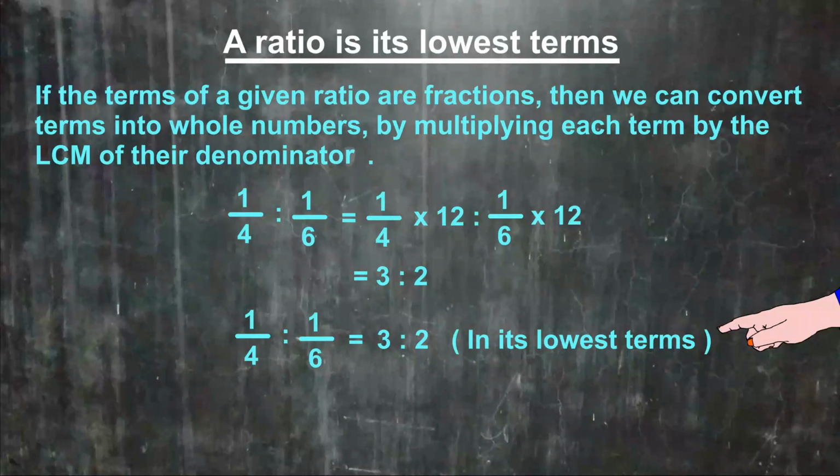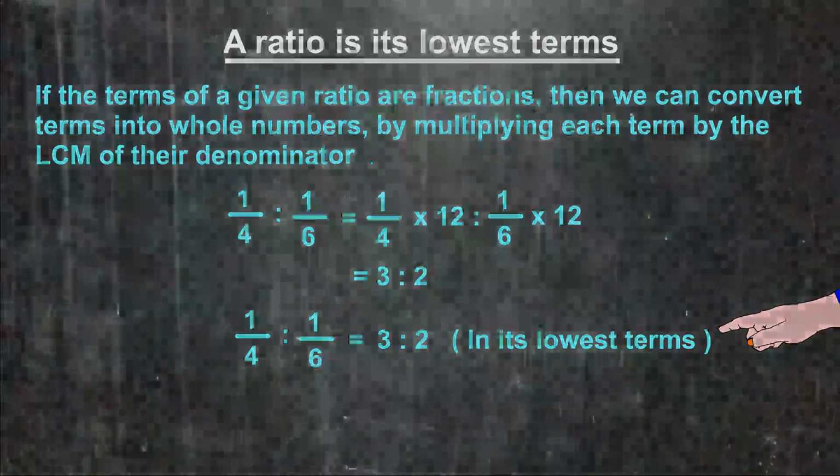So the LCM of 4 and 6 is 12. 1 by 4 into 12 is to 1 by 6 into 12 is equal to 3:2. Therefore, 1 by 4 is to 1 by 6 is equal to 3:2 in its lowest terms.